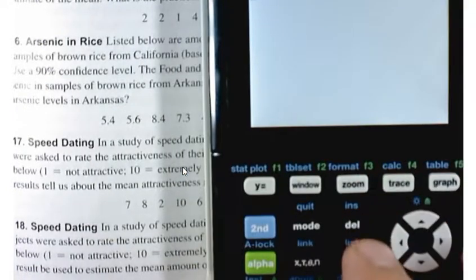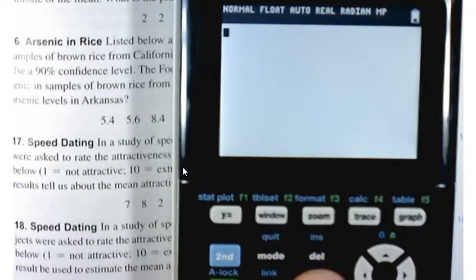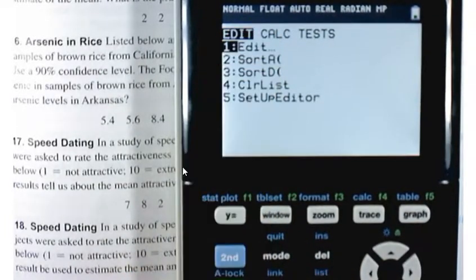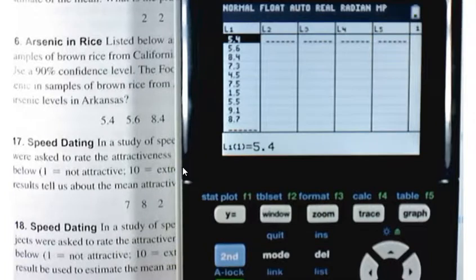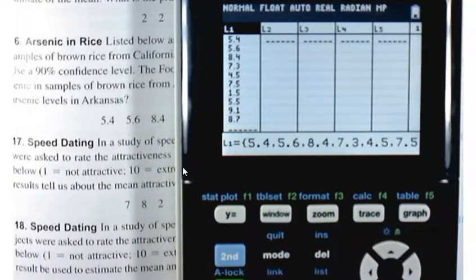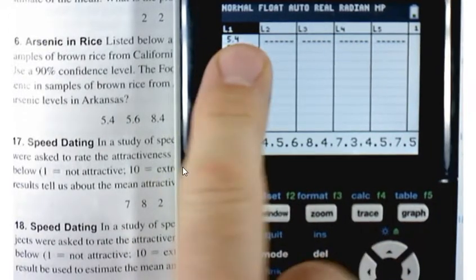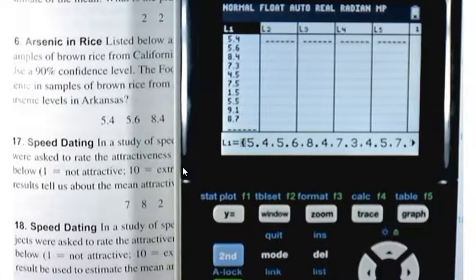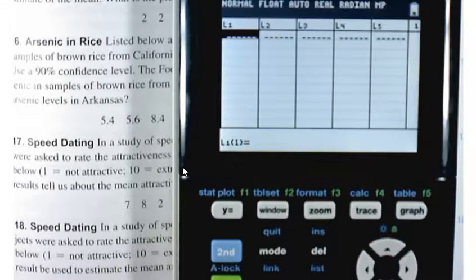To enter your data, press the stat key, and then press enter. Notice the first choice here is to edit your data. If you have some data already in your calculator and you want to get rid of it, take the cursor all the way up to the top of column L1, press enter, and then press the clear key. It should clear out that entire column, so you have a fresh column to work with.